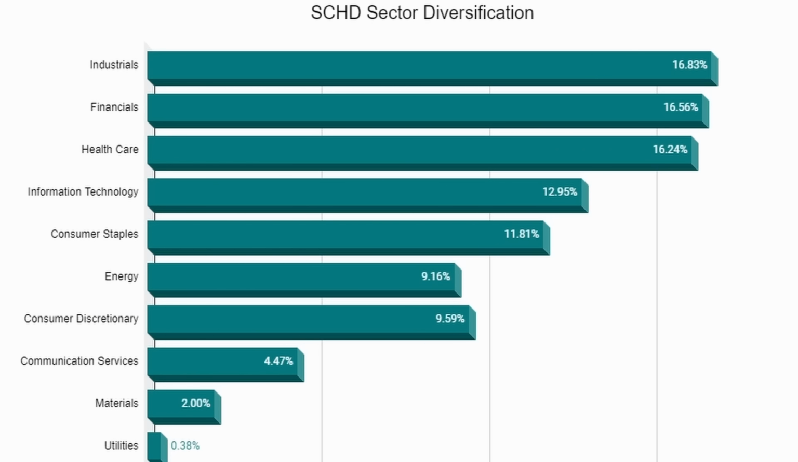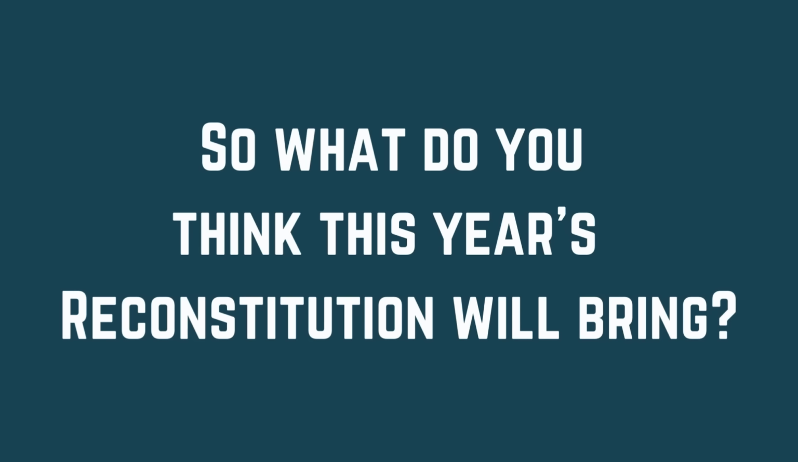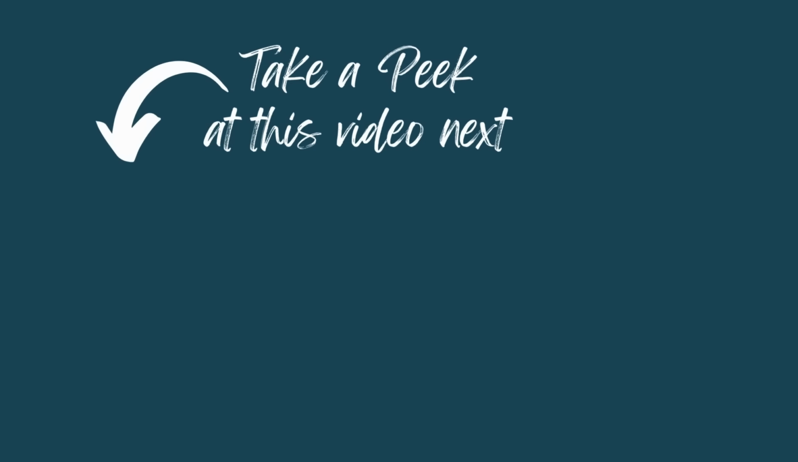And because SCHD does not allow for one sector to make up more than 25% of the fund, it bears looking at. And as it stands today, the largest sector represented is industrials at 16.83%, followed by financials at 16.56%, and healthcare at 16.24%. So it doesn't look like anything's going to change much in terms of the diversification of the overall holdings. So what do you think this year's Reconstitution is going to bring for us all? Any thoughts on which companies might be eliminated from the lineup and what might be added? Let me know your thoughts below, and then go and take a peek at this video next.